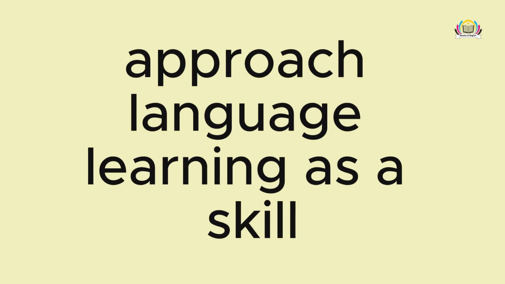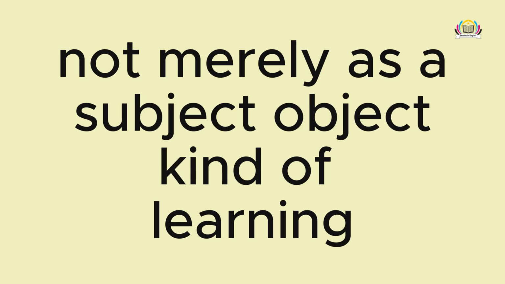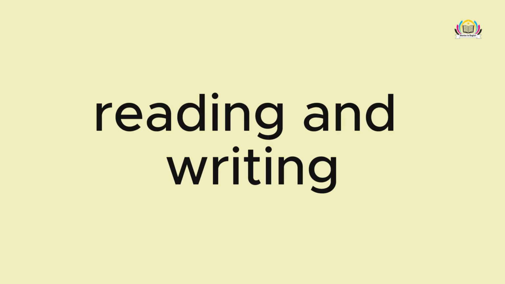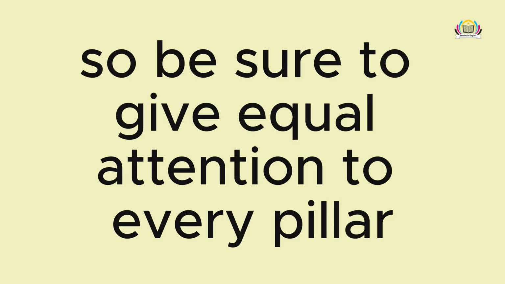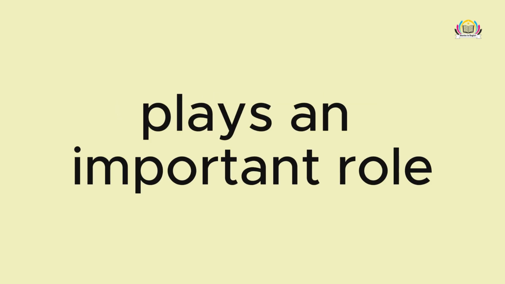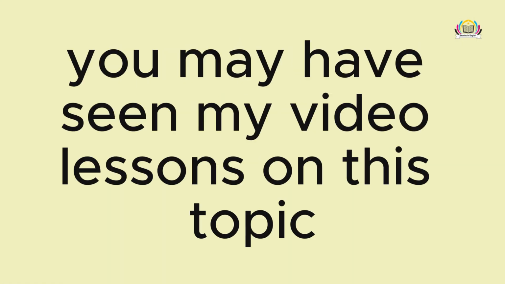Approach language learning as a skill. Approach English as a skill, not merely as a subject-object kind of learning. The skill of speaking is supported by 3 other pillars: listening, reading, and writing. Each of these elements is crucial, so be sure to give equal attention to every pillar. Writing, for instance, plays an important role, which is why I often recommend journal writing. You may have seen my video lessons on this topic.